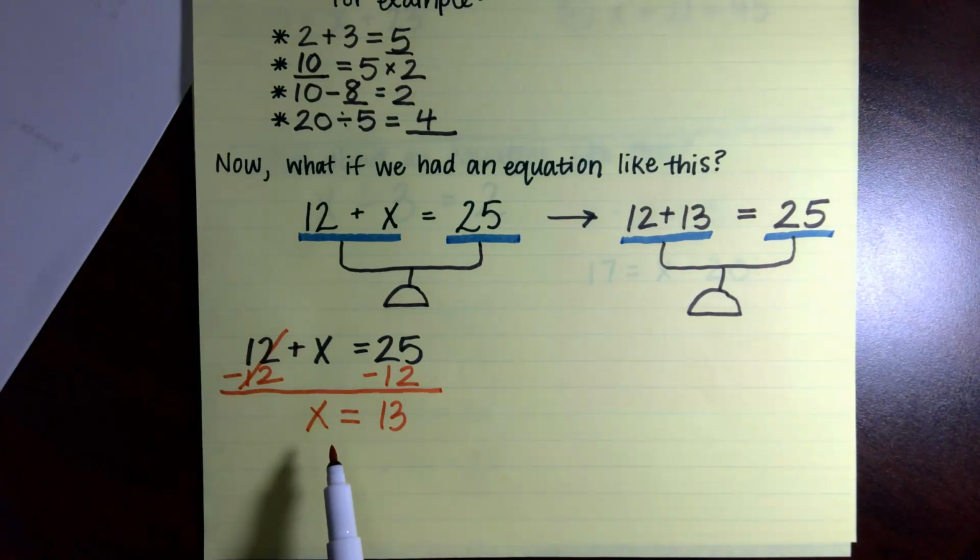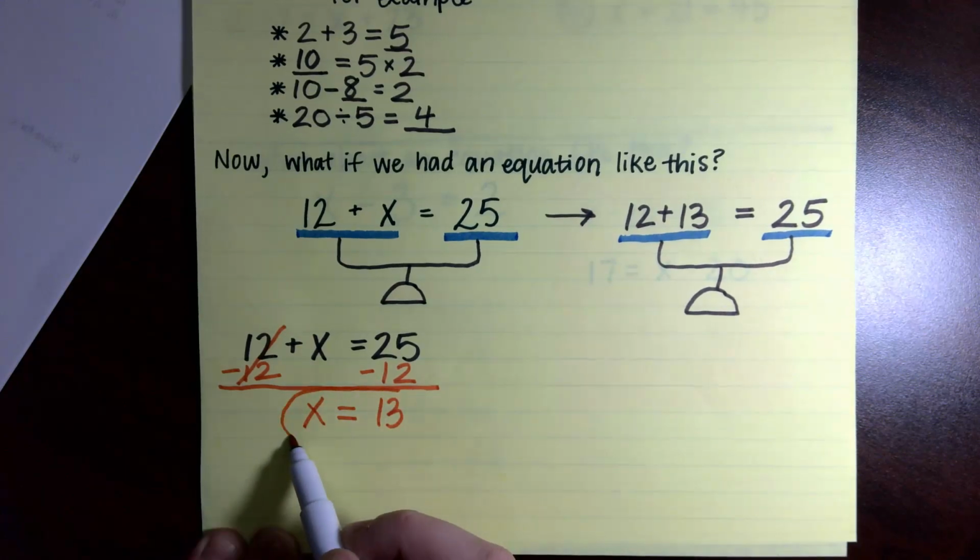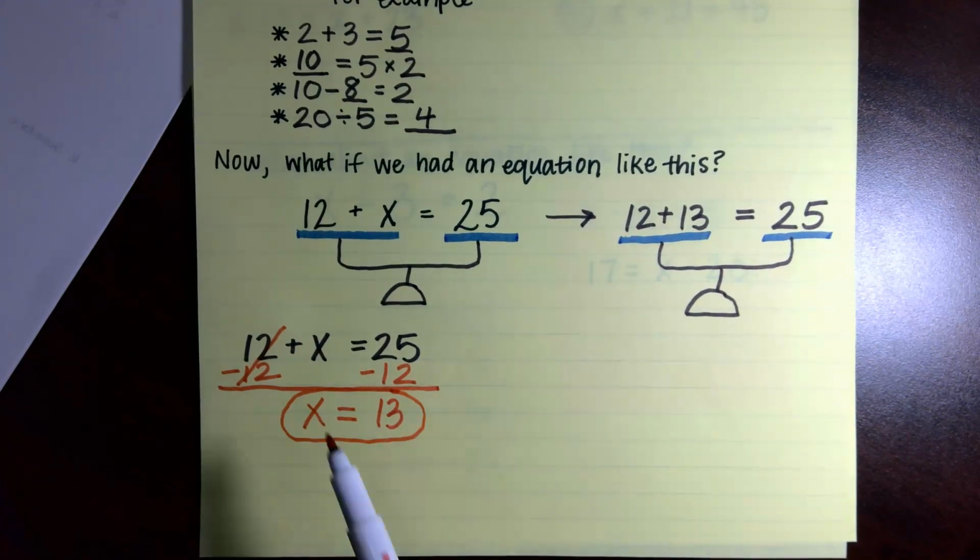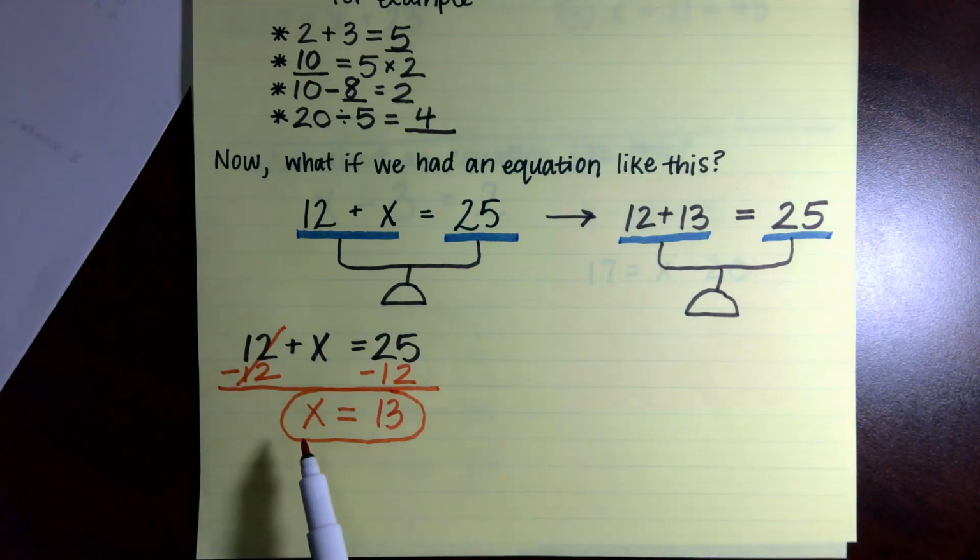And now I have a balanced equation that says x equals 13. And that would also be our answer for how to solve for x there. It's just going to be 13. We would say x equals 13, and then we'd circle that.